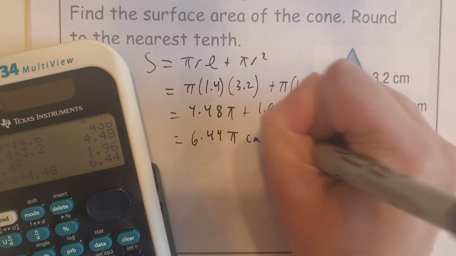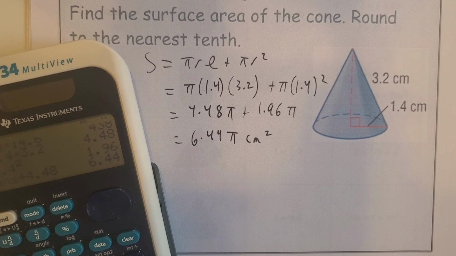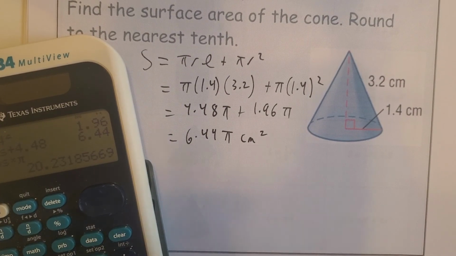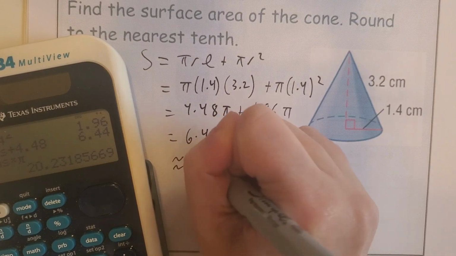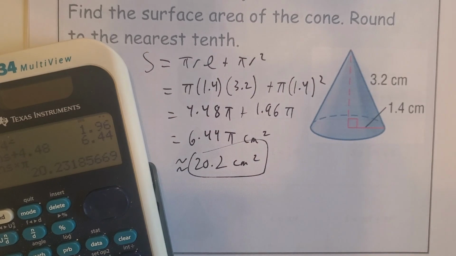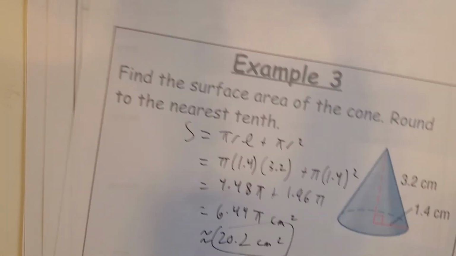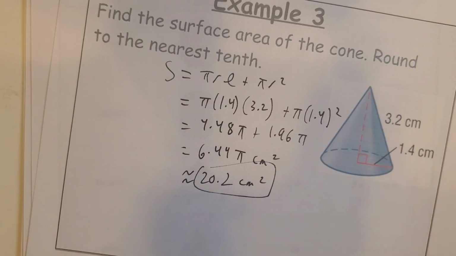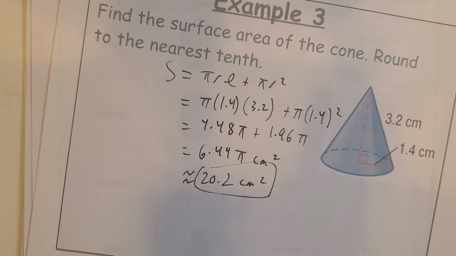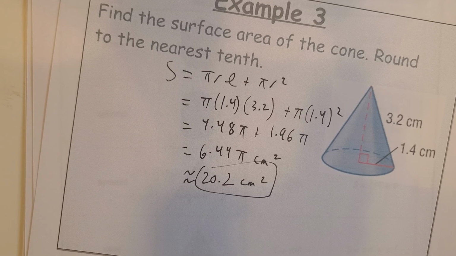centimeters squared. Leave the pi in for the exact answer, but then rounding that off to the nearest tenth gets you approximately 20.2 centimeters squared for your surface area. All right, so I'm pretty sure that's the last problem. So there's your lateral area and surface area conversation about cones at the same time.